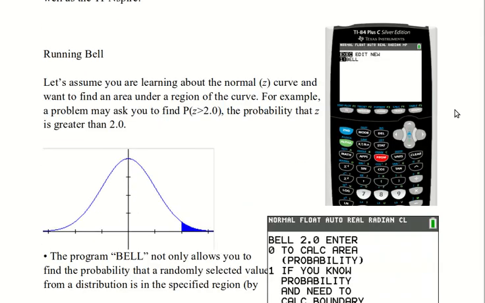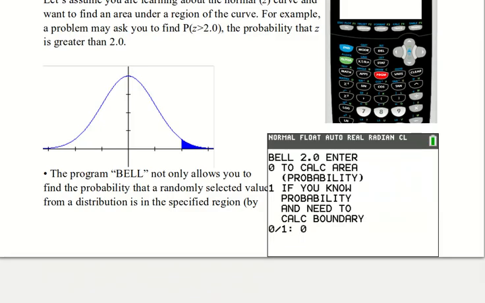So here are some calculator screenshots. When we get an example, I'll pull it up and show you how you get into everything. So let's say we're trying to figure out what this normal curve is, and we want to find an area under a region of the curve. So you might be asked to find the probability that z is greater than 2. That is the probability that z is greater than 2 standard deviations from the mean. So the program Bell not only allows you to find the probability that a random value selected has that distribution, but steps you through it.